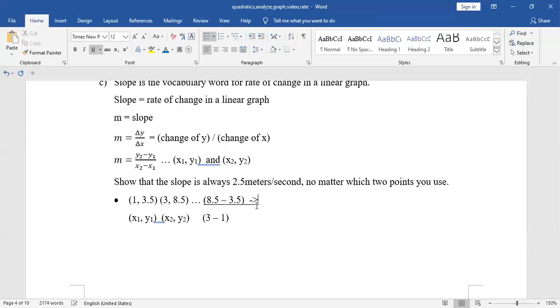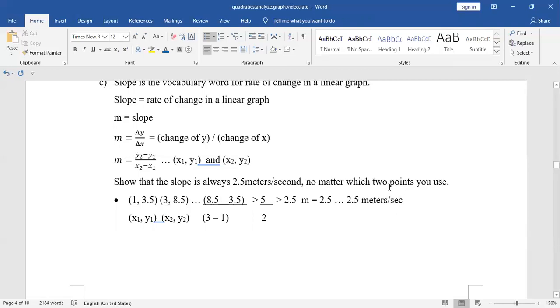8.5 minus 3.5 is 5, and then 3 minus 1 on the bottom of that fraction is going to be 2. So 5 divided by 2 is going to get me 2.5. So my slope is 2.5, which is what they said to show: that the slope is always 2.5 meters per second. So the slope is 2.5. And because the problem is in meters per second, it's going to be meters per second.